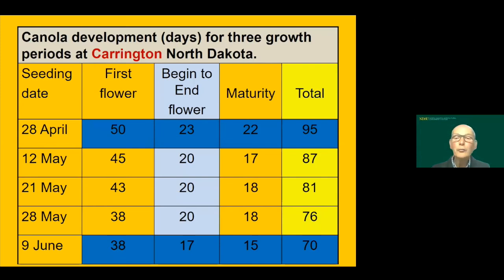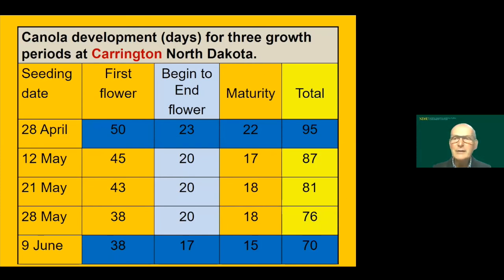However, if you push the planting date back into the season where it is warmer, everything goes faster. The development goes a lot faster. The flowering is shorter. The maturity, from flowering to maturity, is shorter. So the plant is only in the field 70 days.